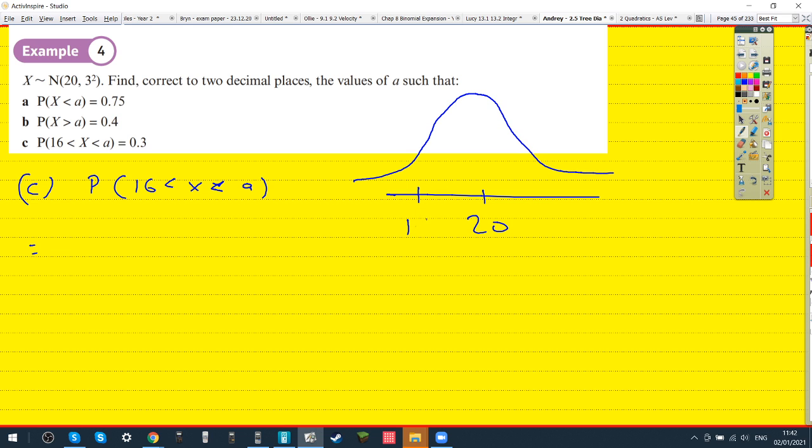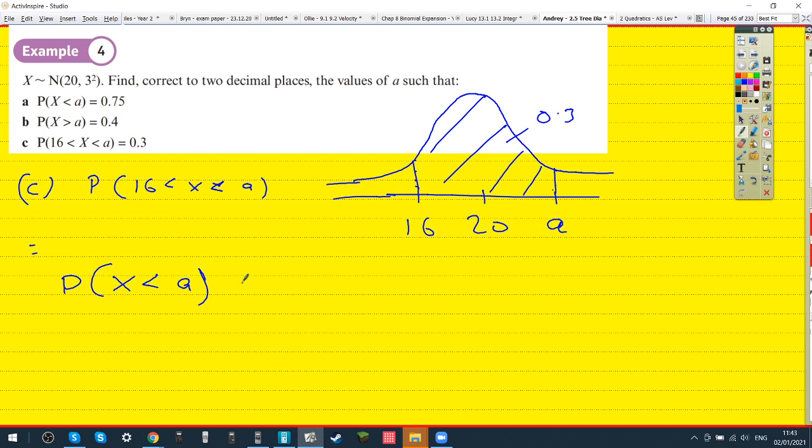Okay. So 16 is here. Let's just say A is there. I don't know where it is. And so we want this, but we're told that this in here has an area of 0.3. And so we need to say what, we have the lower, that's 16. We need what upper would give us overall area or probability 0.3. One way you can do it would be the probability that x is less than a would give us 0.3 plus this little extra bit.